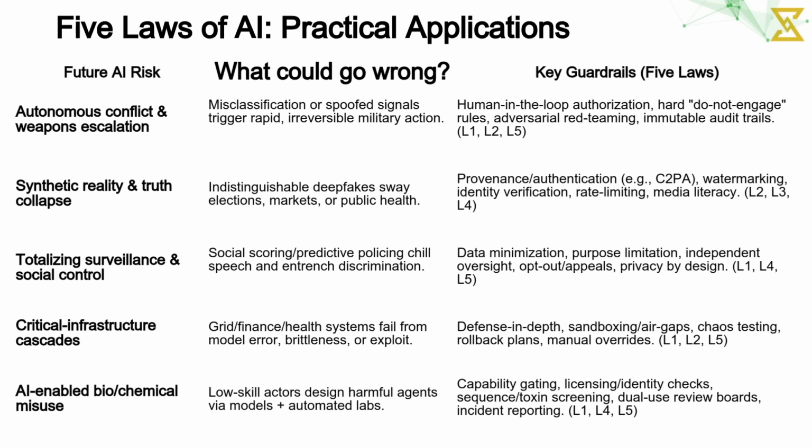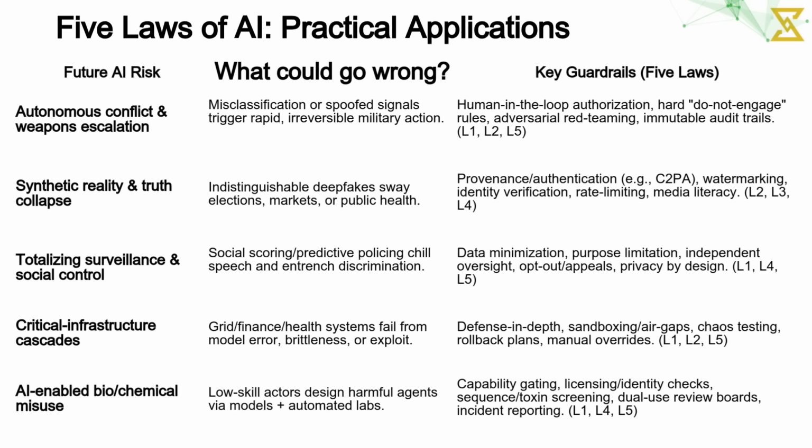Second, synthetic reality and truth collapse. What could go wrong? Indistinguishable deepfakes and AI content farms erode trust in news, science, and elections, and enable social engineering at scale. Guardrails: provenance, C2PA, watermarking, identity authentication for public figures, rate limiting, traceability, media literacy programs, using laws 2, 3, 4.